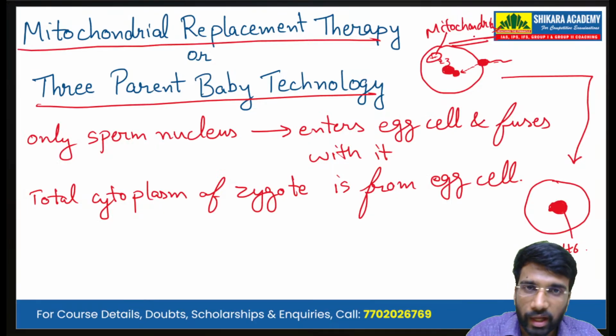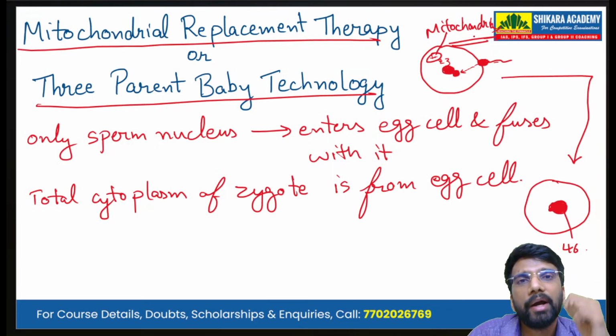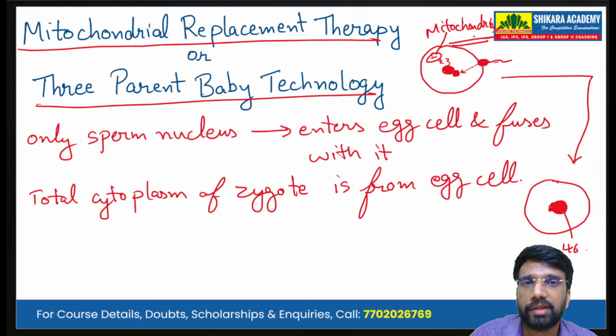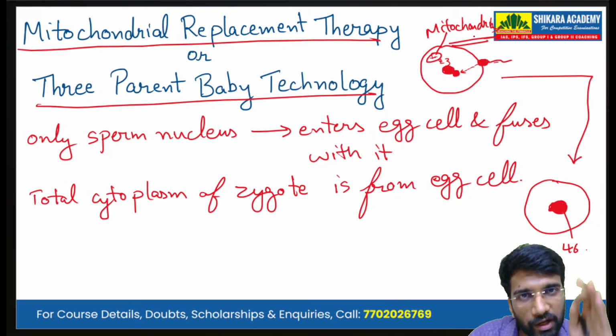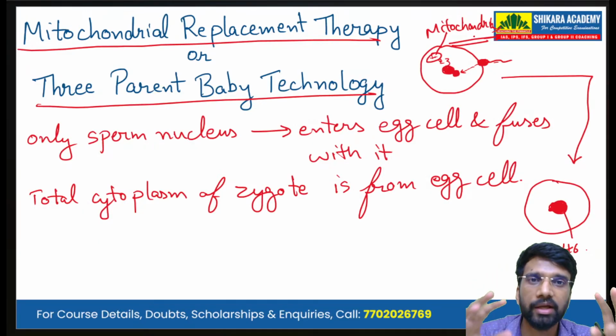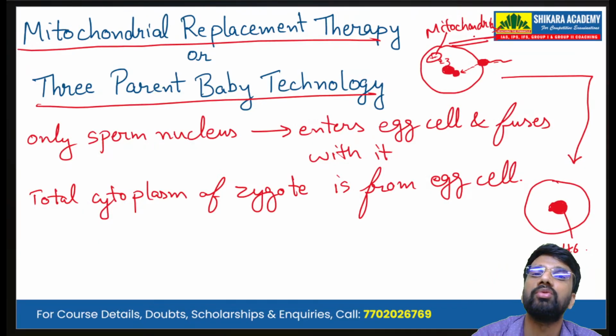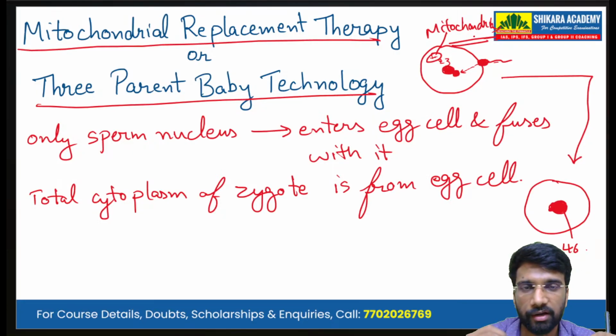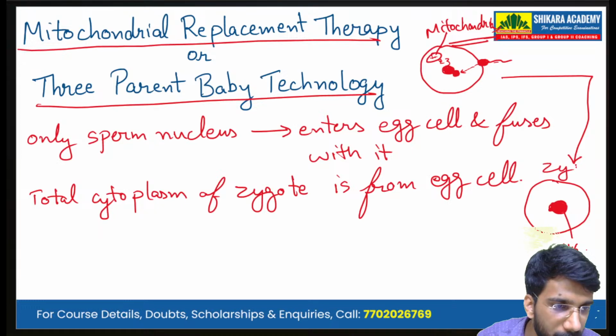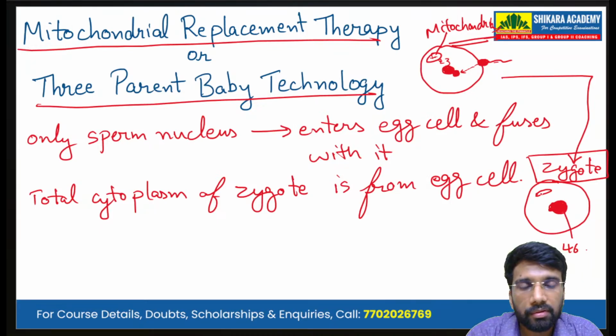So now this particular zygote will also have the mitochondria of the egg cell itself. The mitochondria of the father is not getting involved or passing down into the zygote or the child. The zygote's mitochondria have been passed down by the egg cell only. It is the mitochondria of the egg cell that now behaves as the mitochondria of the zygote.